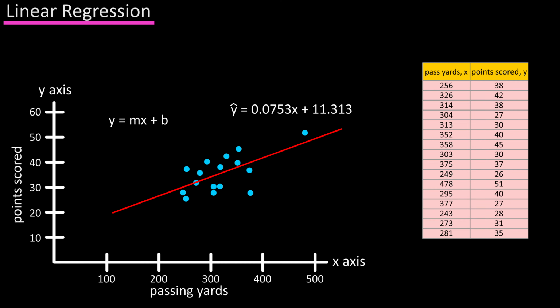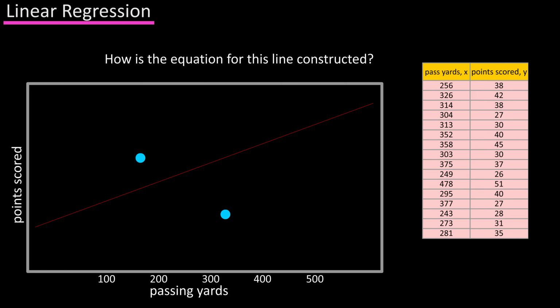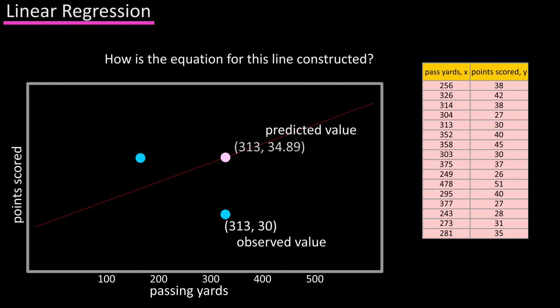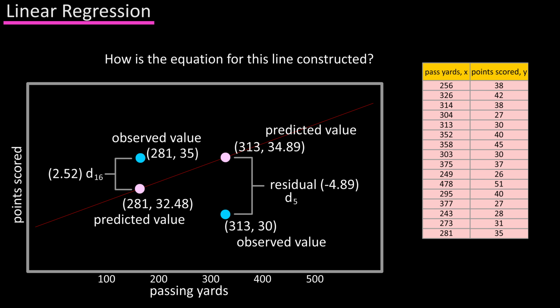So the question is, how was the equation for this line constructed? We can take a closer look at the line and the data points used to determine the line. For instance, this point here has an x value of 313 and a value of 30 for y, which is called the observed value. For that same x value of 313, the y hat value of the line, called the predicted value, is 34.89. The differences between the observed values and the predicted values are called residuals. And residuals can be positive, negative, or zero.